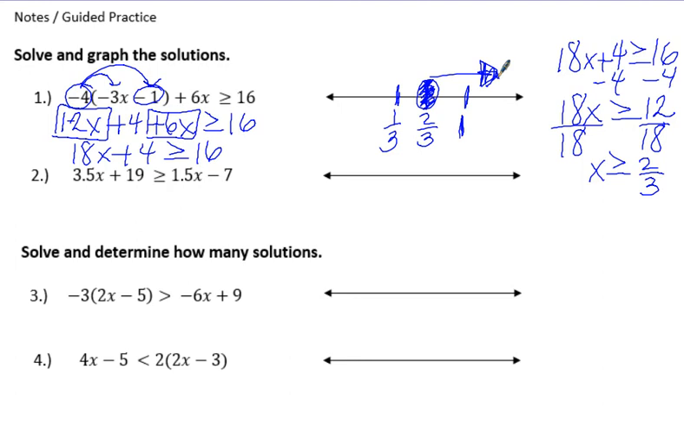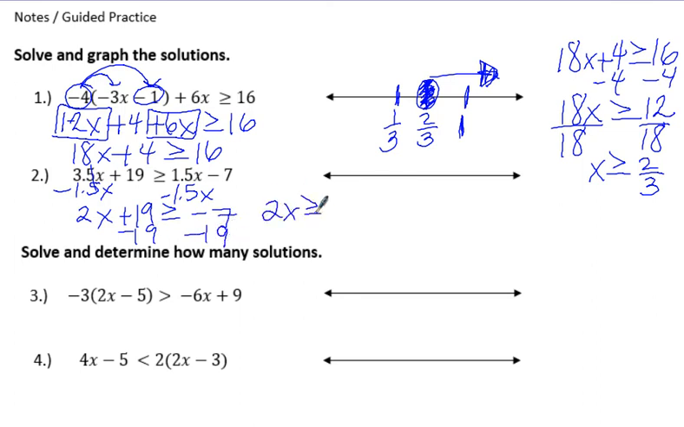All right, let's do number 2. So same thing, just treat it like it is an equation. So I'm going to move my variables together. And I'm going to get 2x plus 19 is greater than or equal to negative 7. Don't lose that negative. And a minus 19. We're going to get 2x is greater than or equal to negative 26.